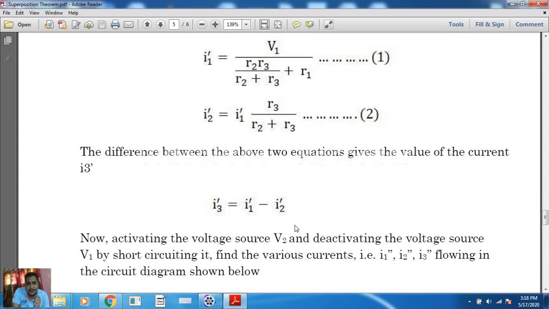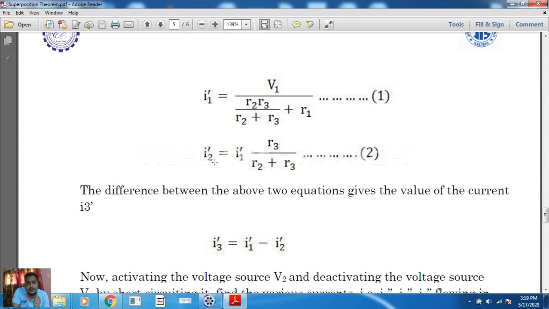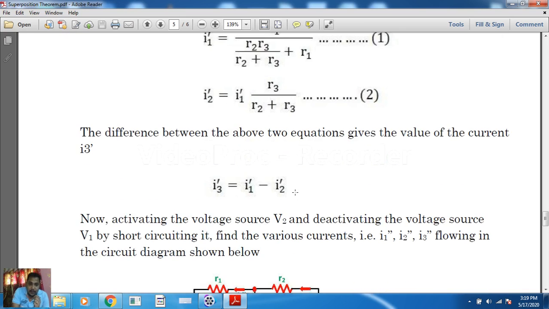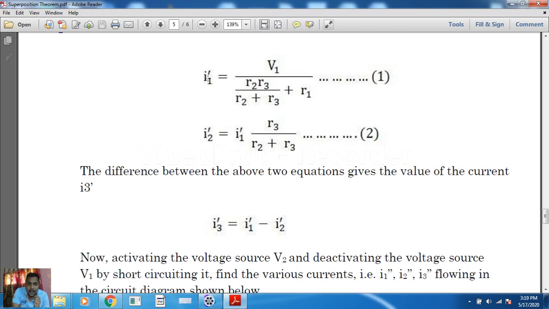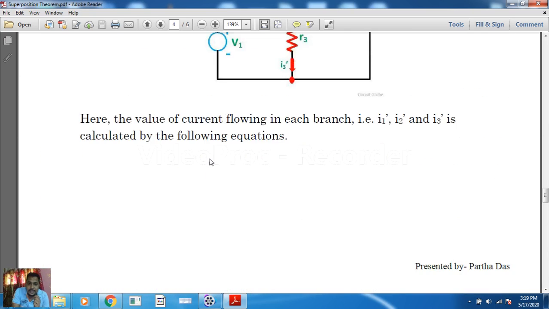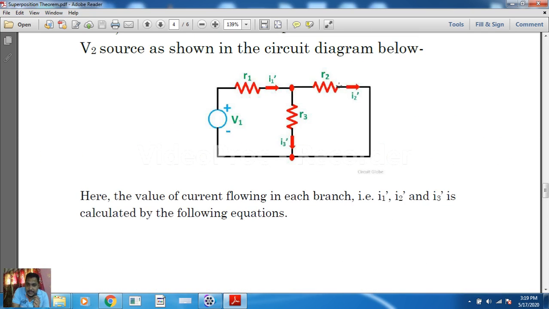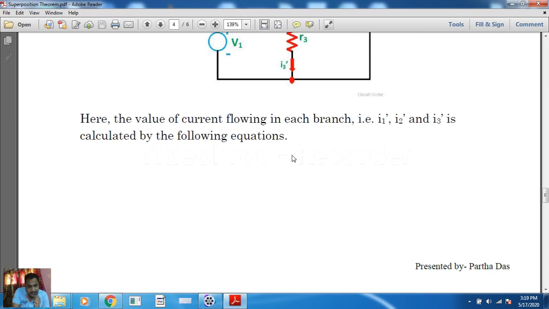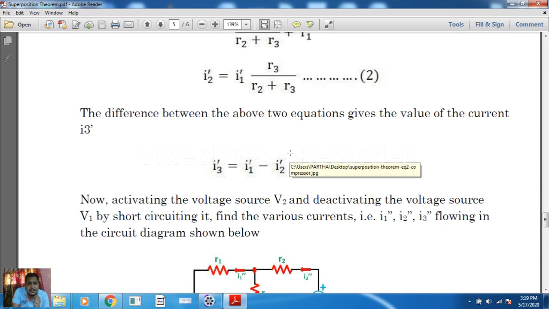Like this way we can find out I3 also. For I3 we can write the equation I3 bar is equal to I1 bar into, for I3 the opposite branch resistance will be R2, so here we will write R2 by R2 plus R3. Or as we know I1 and I2, we can say that this current minus this current will give us this current. Simple. Like this way I have done over here, so we can do that.